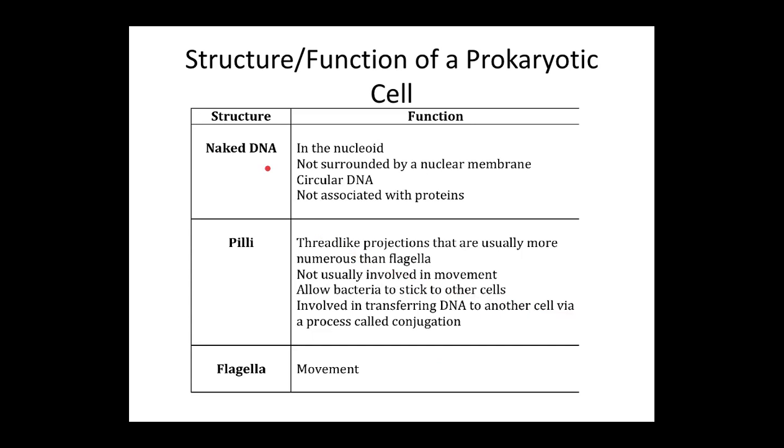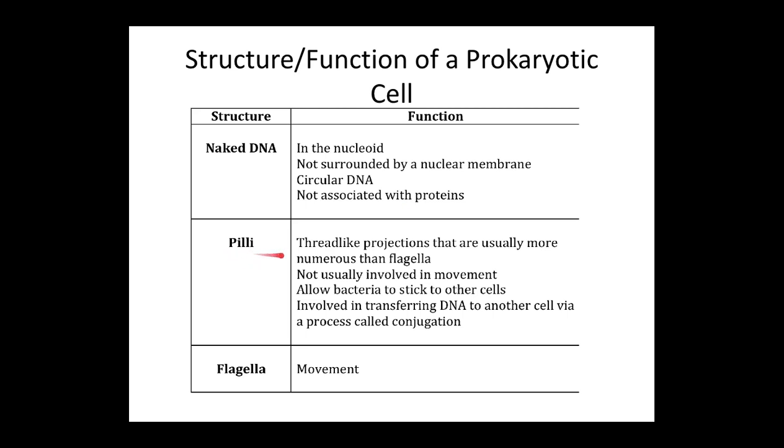All right, naked DNA. So, naked DNA is the genetic material and information that's stored inside the prokaryotic cell. It is stored in the nucleoid, which is free floating in the cytoplasm of the cell. It's not surrounded by a nuclear membrane. It's circular in shape, and it is not associated with proteins, which is why it is referred to as naked, because it's not associated with any type of protein coiling.